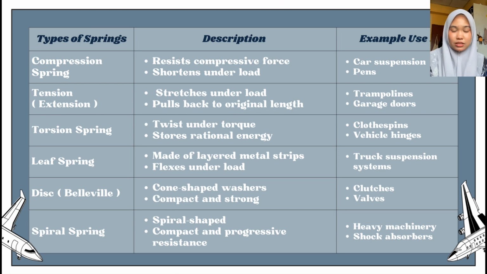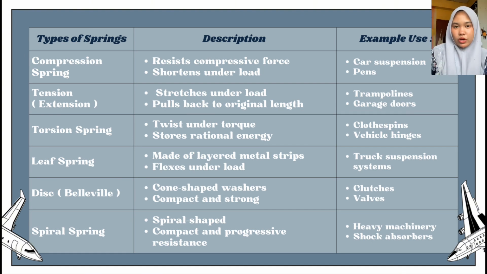and provide balance. So there is another interesting type of spring, which is the torsion spring. This works by twisting under torque and stores rotational energy. Think of clothespins and vehicle hinges. Both rely on torsion springs to function properly.